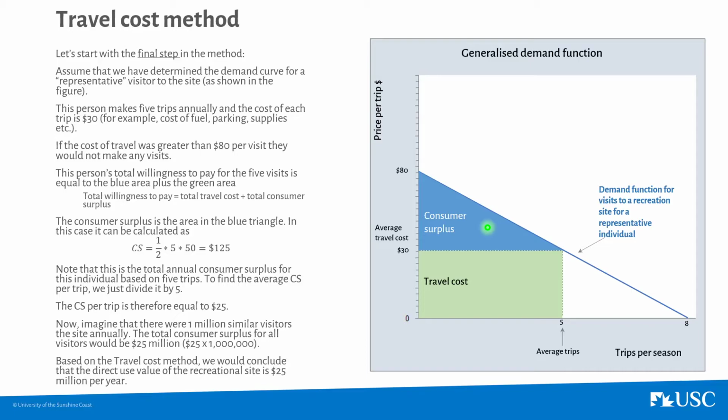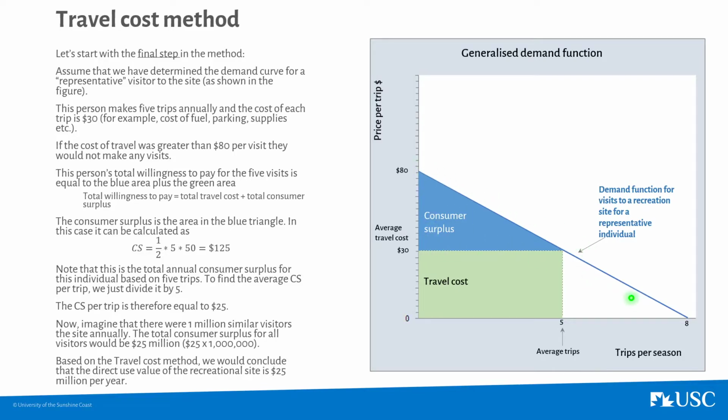For instance, if they were in an auction and had to purchase them one by one at the maximum amount they would be willing to pay. So that combination there of consumer surplus and travel cost is the total willingness to pay. And we can figure out the consumer surplus then by calculating the area of this triangle.